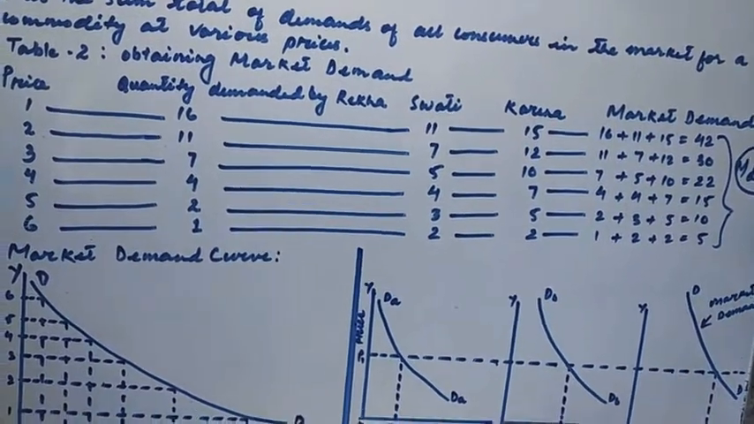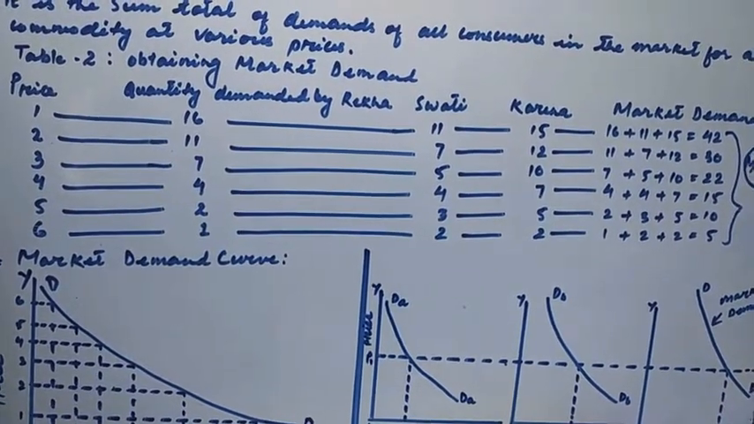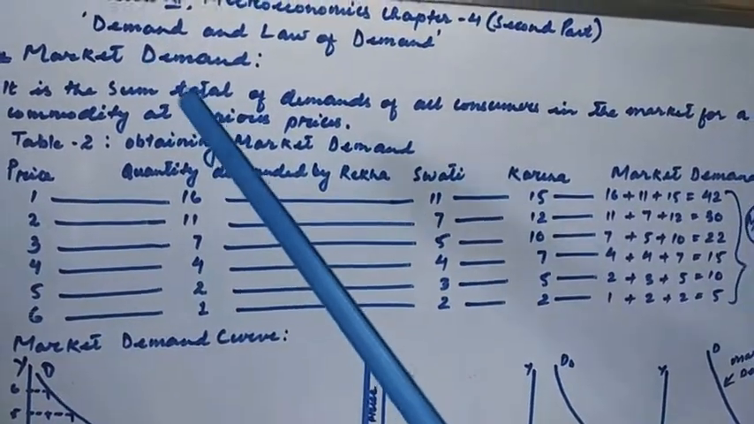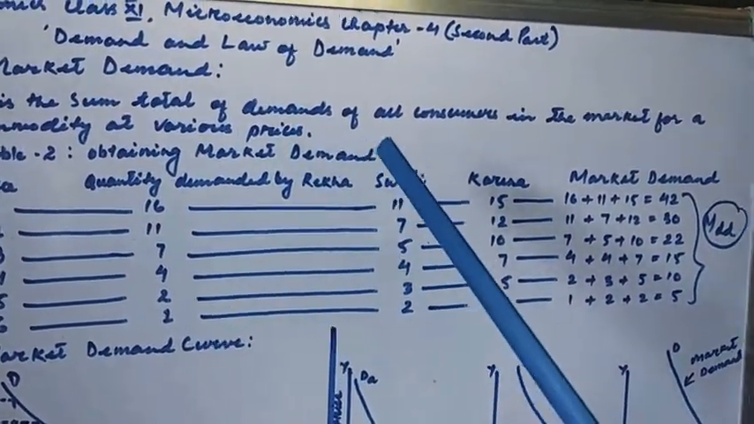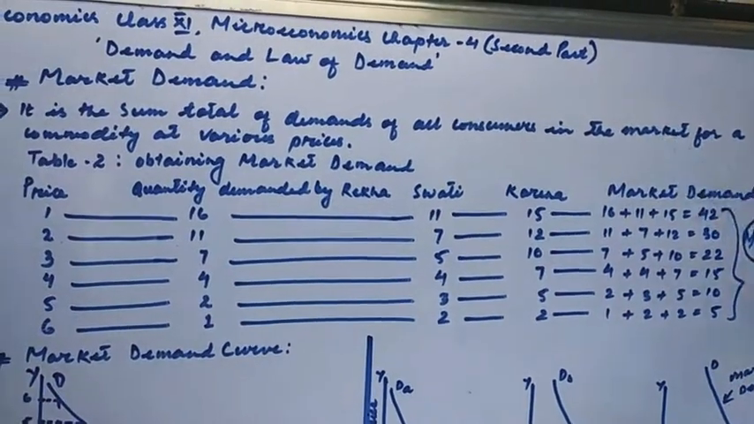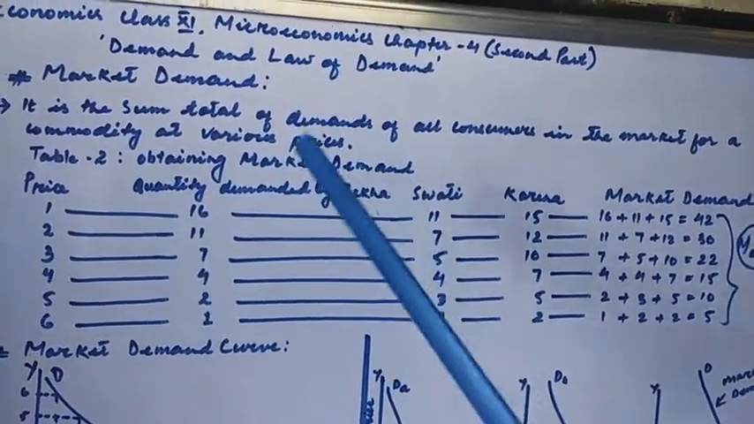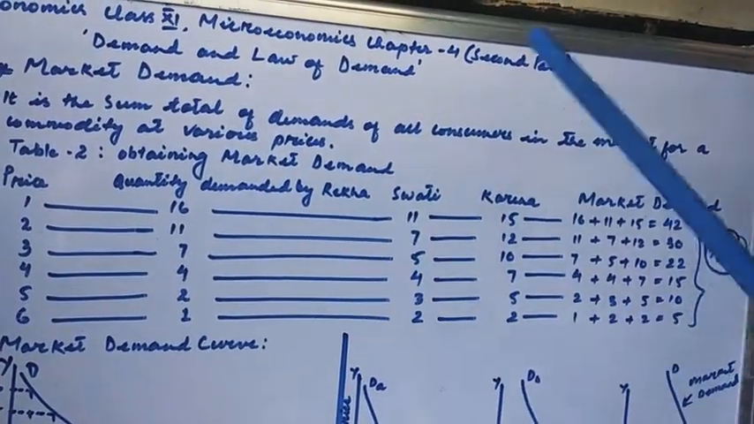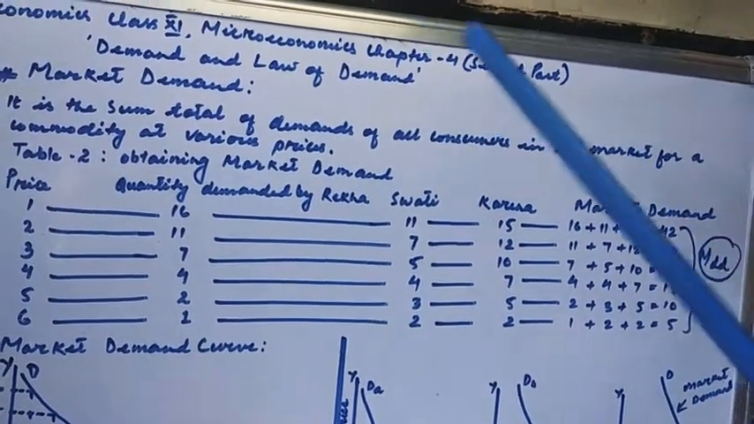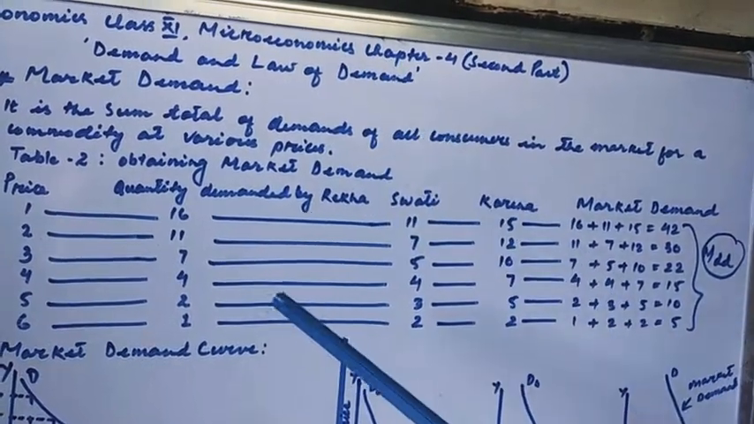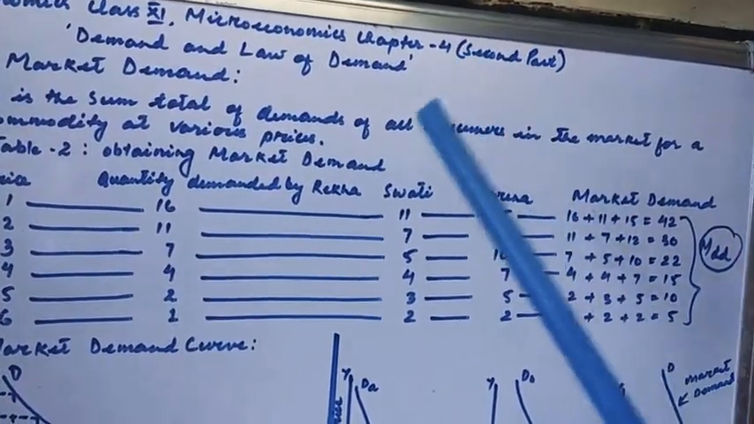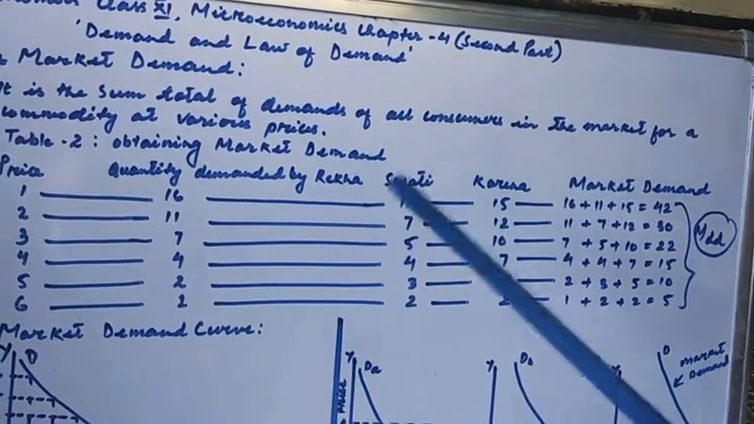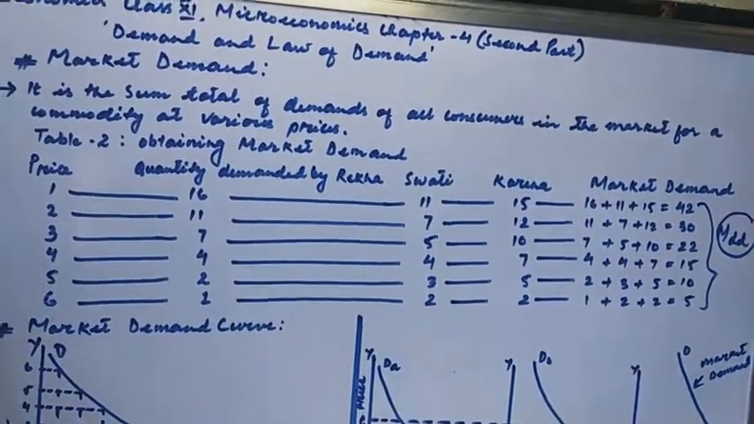So what is market demand? In simple terms, market demand is the sum total of demands of all consumers in the market for a commodity at various prices. So we are summing up all the individuals' demand for a commodity at various prices, and then we get what is called market demand. We are adding up all the consumers' demand and we get market demand.